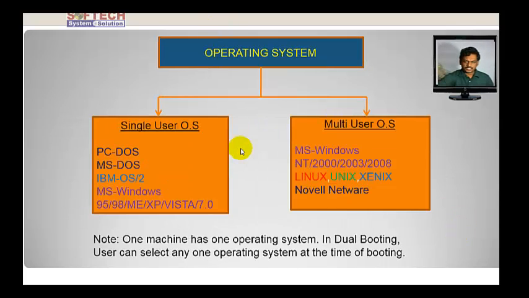An example of a single user operating system is PC-DOS, Personal Computer Disk Operating System. Personal Computer Disk Operating System is one of the single user operating systems. That operating system was developed by IBM. The company name is IBM, but the developer is Bill Gates. Bill Gates was working at the time of the invention of PC-DOS.